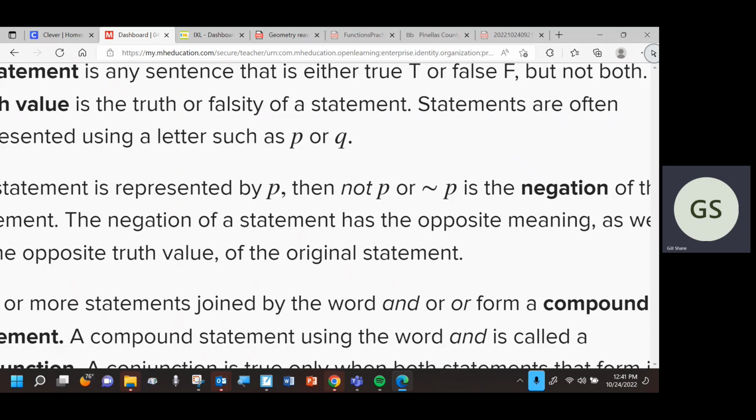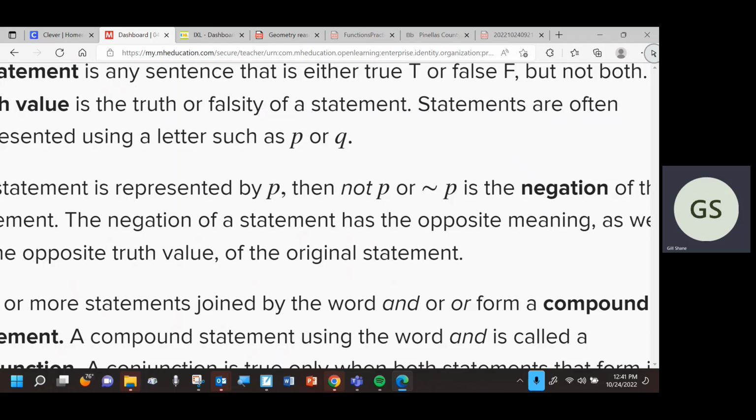Negating a statement. So again, they're going to give you a statement, and it might be the letter P that they give you. Sometimes P, Q, R, those are the letters they use. If they say negate that statement, then you're going to change the statement using the word not. I'm going to give you an example in a minute.